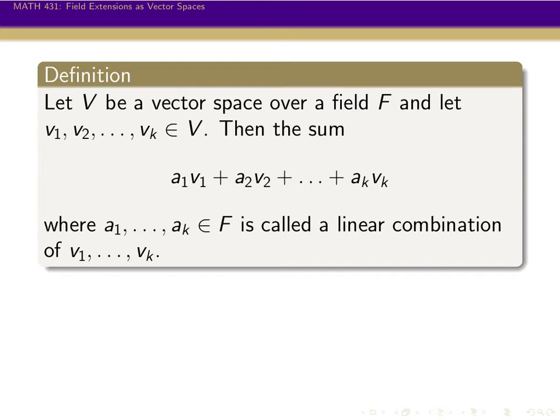So in a vector space, we can talk about linear combinations of elements of the vector space. And so a linear combination is you take your scalars a1 through ak in F, and you take your vectors v1 through vk in V, and then if you do a1 times v1 plus a2 times v2 up to ak times vk, that's a linear combination. This is a term that we've used quite a bit, but let's just codify it so we know exactly what we're talking about.